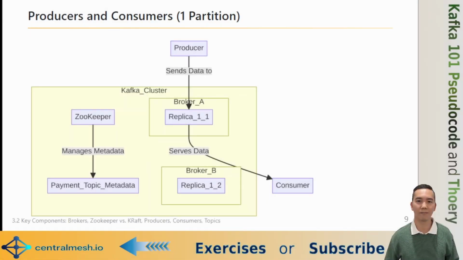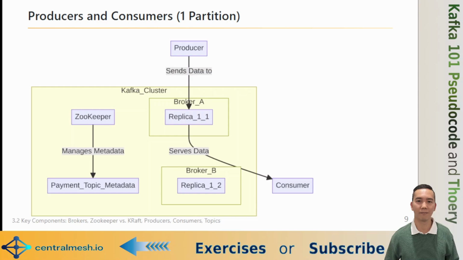Let's now take an example. Imagine we have a payment topic. This topic holds transaction data, such as payments processed through an application. Like other Kafka topics, the payment topic is divided into partitions. In this case, we have only one partition, and replica 1.1 on broker A has been elected as the leader. Replica 1.2 on broker B is for fault tolerance.